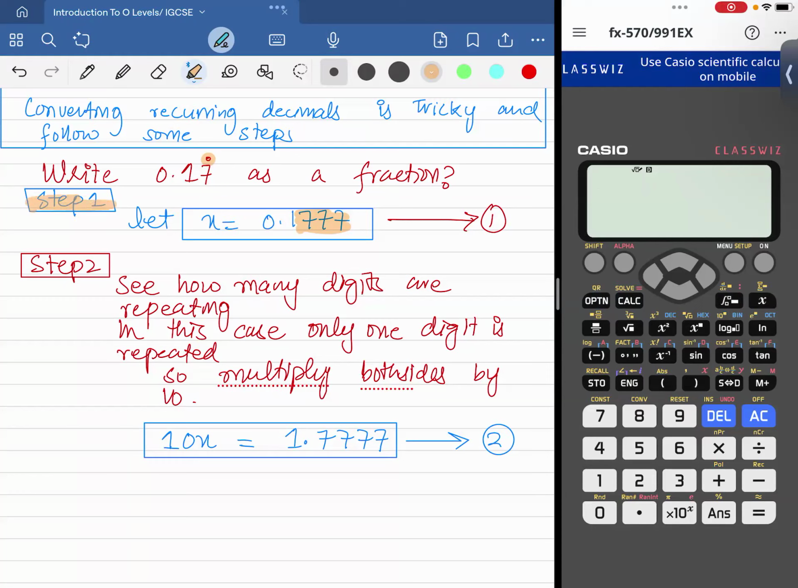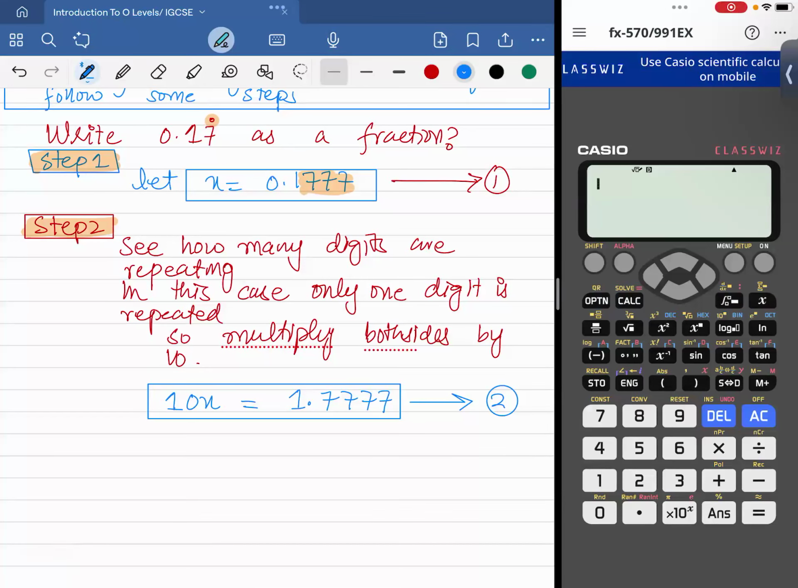And whenever we multiply 0.1777 with 10, we know that it would be 1.777. Any problem? No, sir. All right. Now you have two equations. Now you have to do what? You have to write the first equation, subtract equation 1 from 2. So beta, equation number 1 from 2.